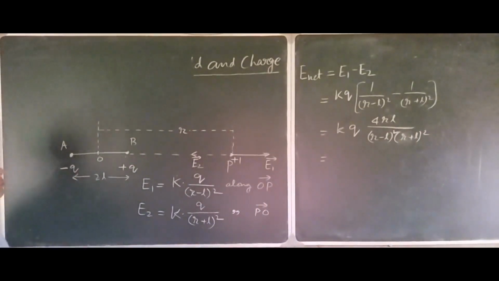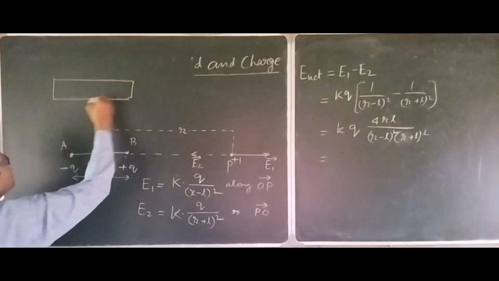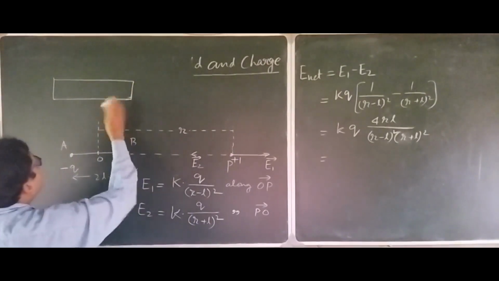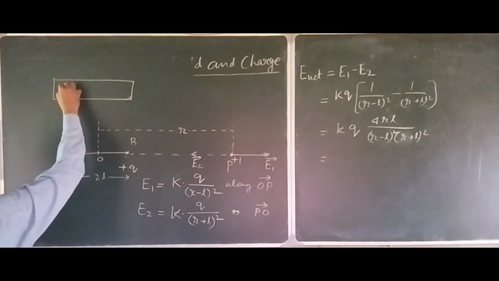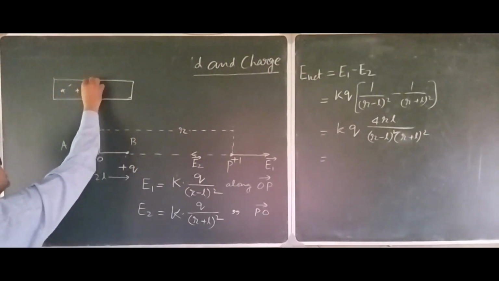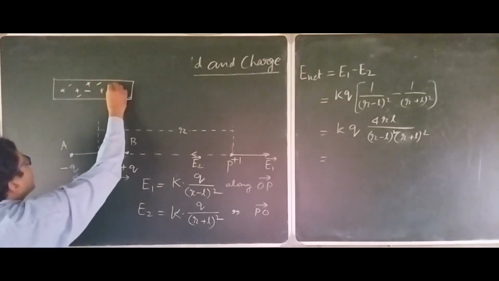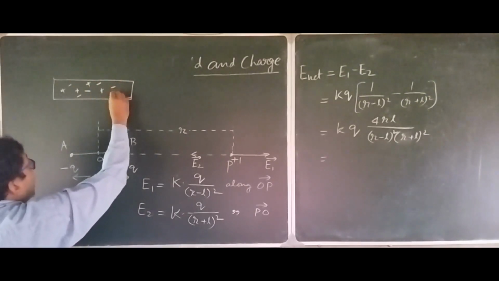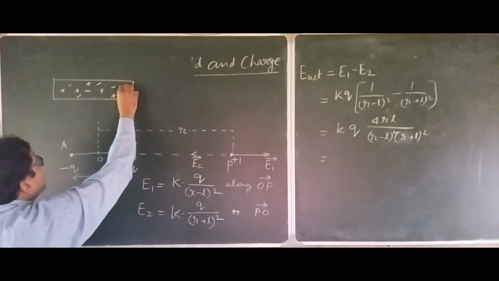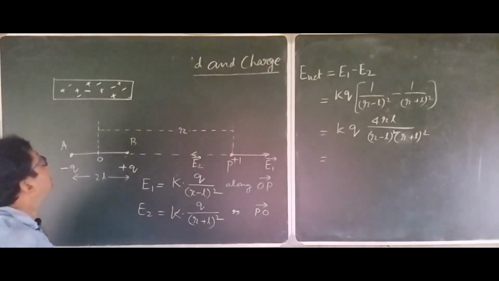Now let's consider again that iron lamina. I have told you that there are so many electric dipoles arranged randomly. They are not aligned, and at present they are not forming any particular, specific arrangement. They are randomly arranged.